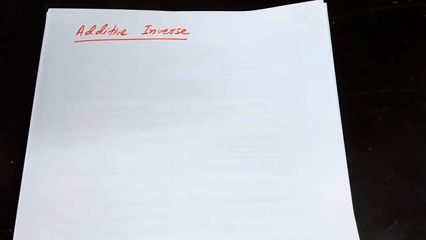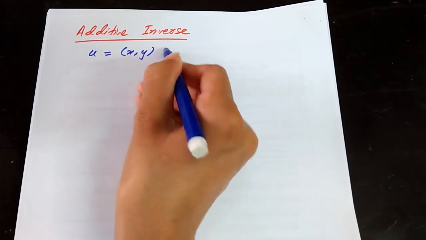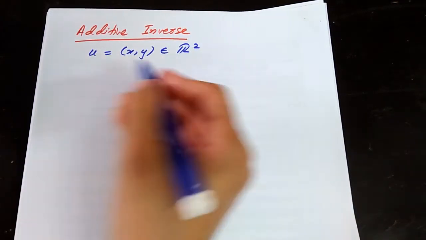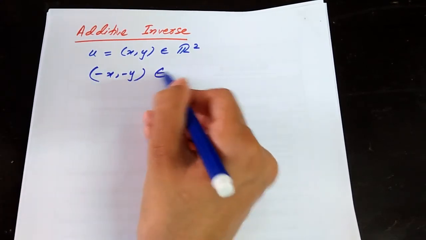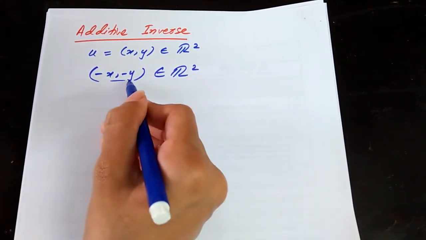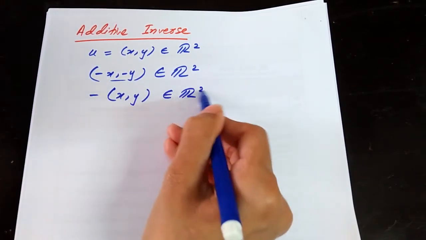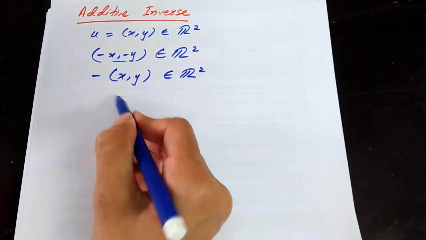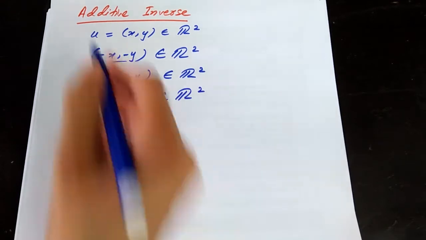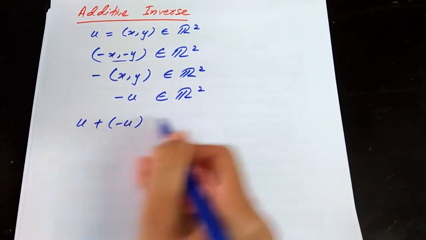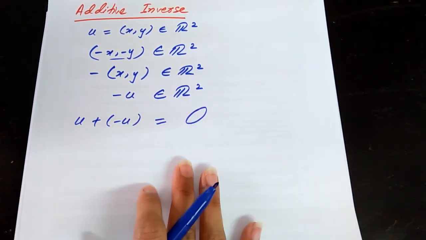Now for additive inverse, if a vector u belongs to the set R2, then minus x, minus y also belongs to R2 because it is the same ordered pair. You can take the negative sign common, that is xy belongs to R2. It means that minus u belongs to R2. So if you add them up, u plus minus u, you will get the zero vector. So your additive inverse also exists.